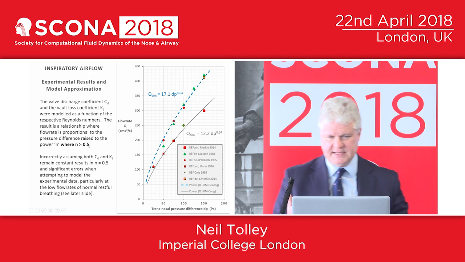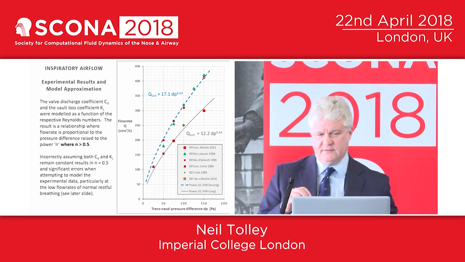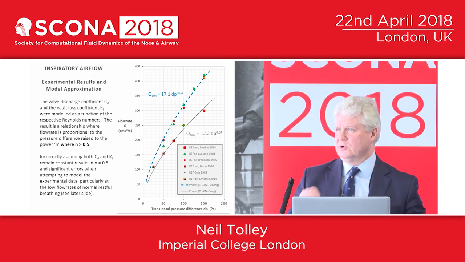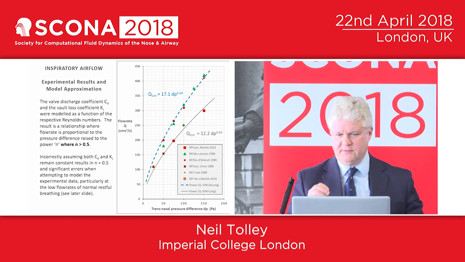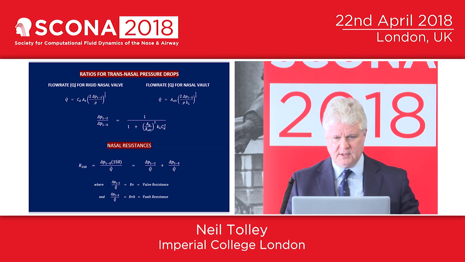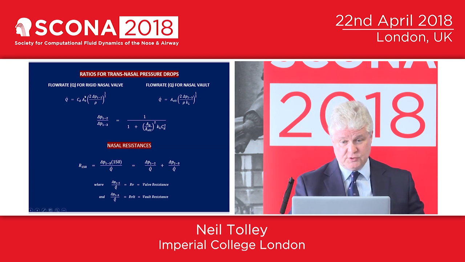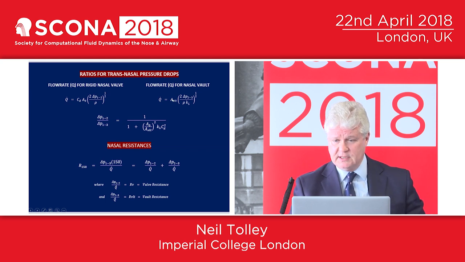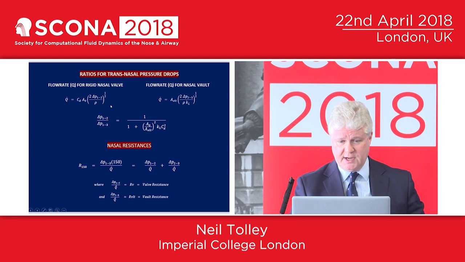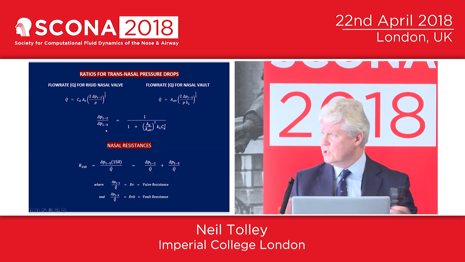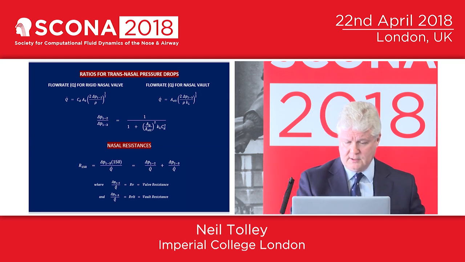And I just want you to note the quotient there of 0.64 rather than 0.5, and we're going to come back to that later. So these are important features where we've changed the modelling to reflect the Reynolds number and the effect that has on the coefficient of discharge, and that's going to be explained by Graham in more detail later. On the left here, we've got the flow rate across a rigid valve. On the right, flow rate across the nasal vault, and we can combine these two equations to give a delta 1 to 2, the loss over the valve, compared to the total transnasal loss.